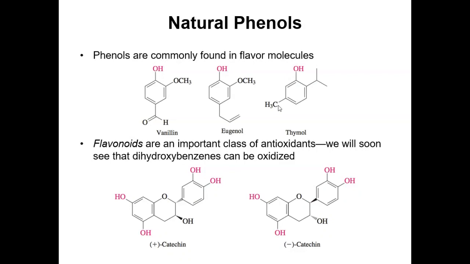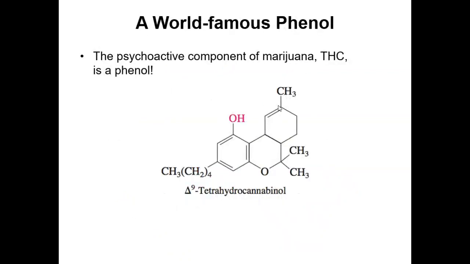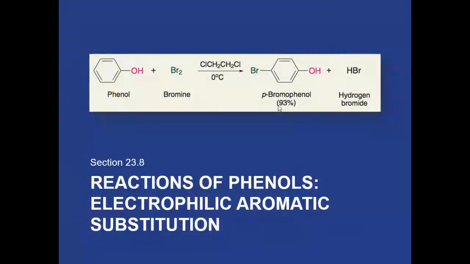So that's one of the reasons antioxidants are good for our health, like green teas, and also deeply colored fruits and vegetables, which are often rich in antioxidants. And another probably pretty famous phenol is THC, the psychoactive component in marijuana. It's also a phenol. And then, reactions of phenols.